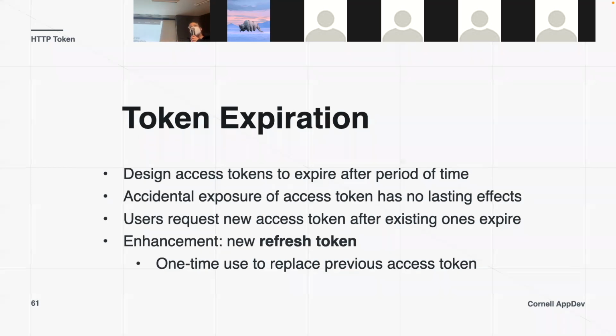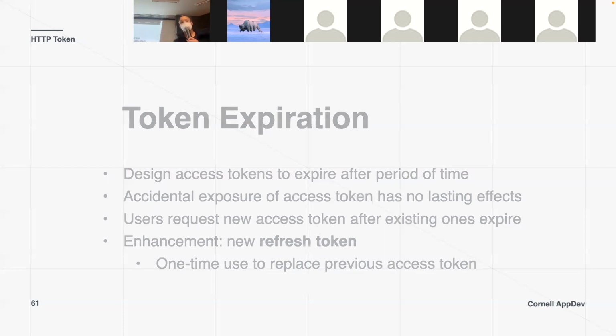Another thing about tokens, kind of similar to sessions, is that they also expire. So you design access tokens to expire after a given period of time. That's a great thing about tokens: if there's accidental exposure, it's not the end of the world. It'll expire and then you'll have to give a new one. Users request a new access token after the existing one expires, and you're able to accomplish that using a refresh token. This refresh token is a one-time token to then generate new tokens for the user.